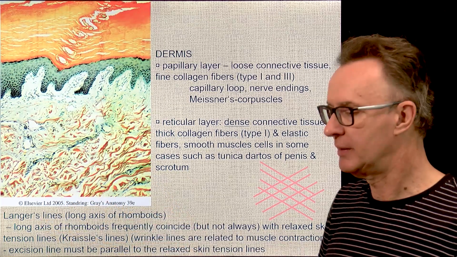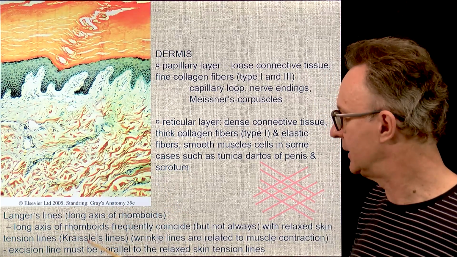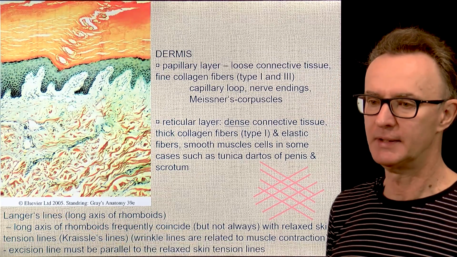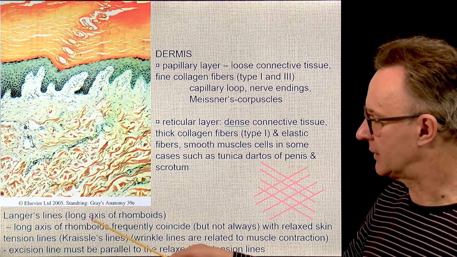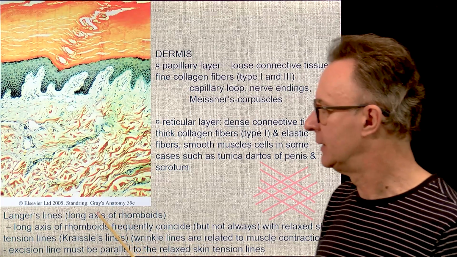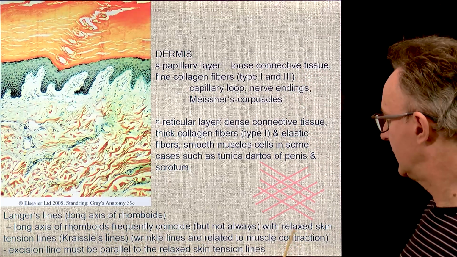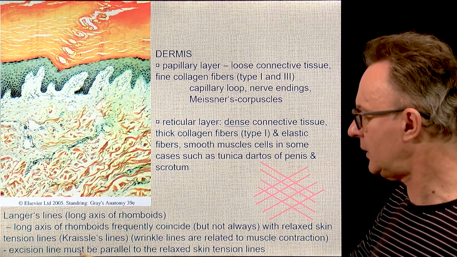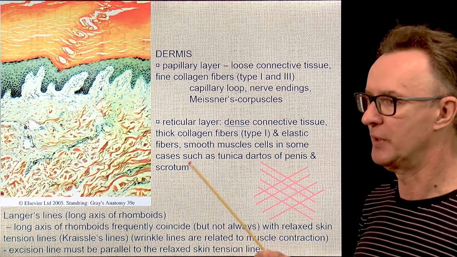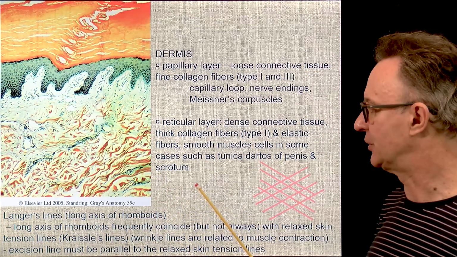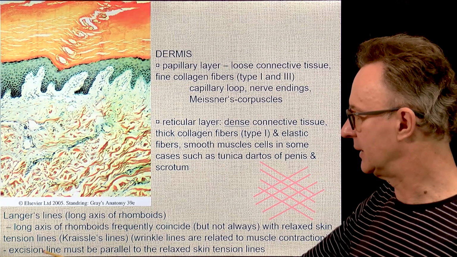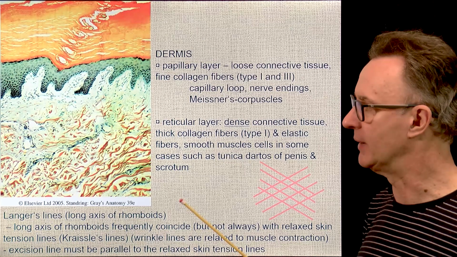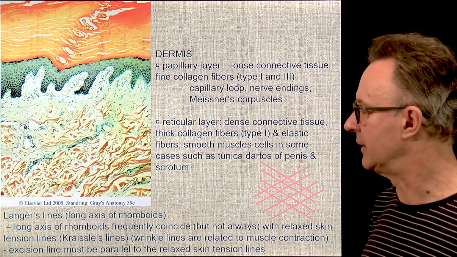In the reticular layer, the collagen fibers are arranged in rhomboids, and the long axis of the rhomboids is called Langer's lines. Usually, the Langer's lines coincide with the so-called relaxed skin extension lines or tangent lines, Kraissl lines, and this is what you have to regard when you do plastic surgery. You have to excise parallel with these relaxed skin tangent lines because then you have better healing and faster healing of the wound.